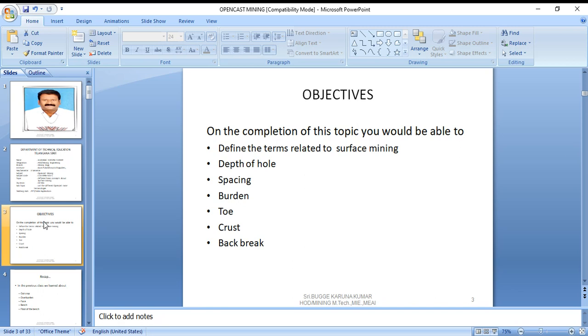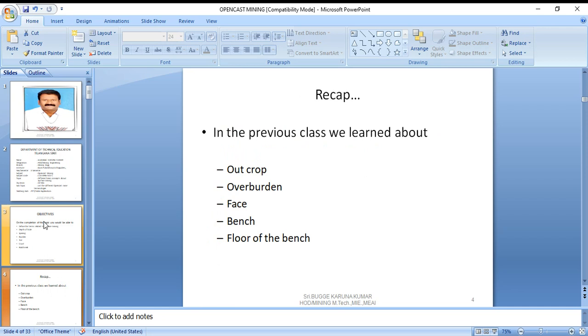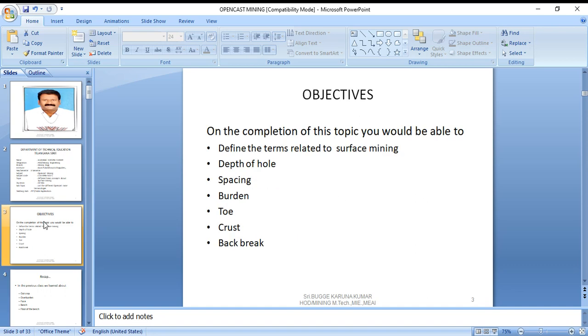Depth of the hole is one of the terms, along with spacing, burden, toe, crest, and back break. In earlier lessons we are already aware of covered outcrops, overburden, face, bench and floor of the bench. In this lesson we will define depth of the hole, spacing, burden, toe, crest, and back break. What is the relation between the burden and the spacing, including depth, and how to calculate these will be discussed in the upcoming slides.